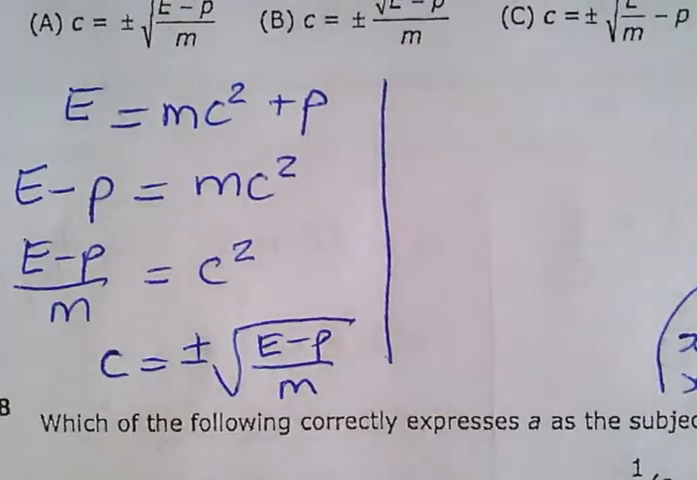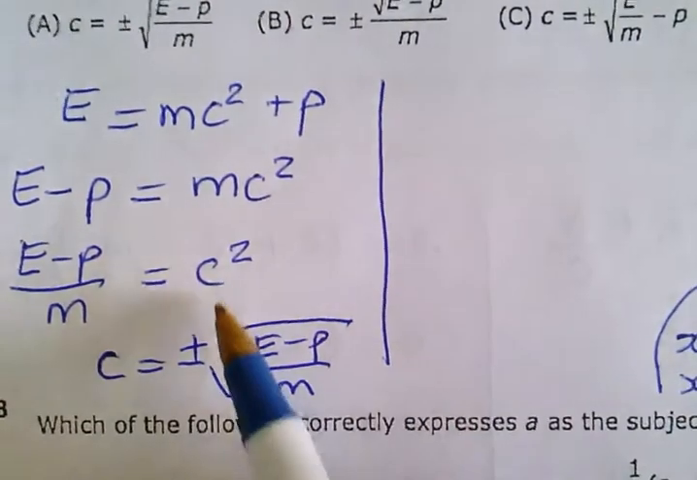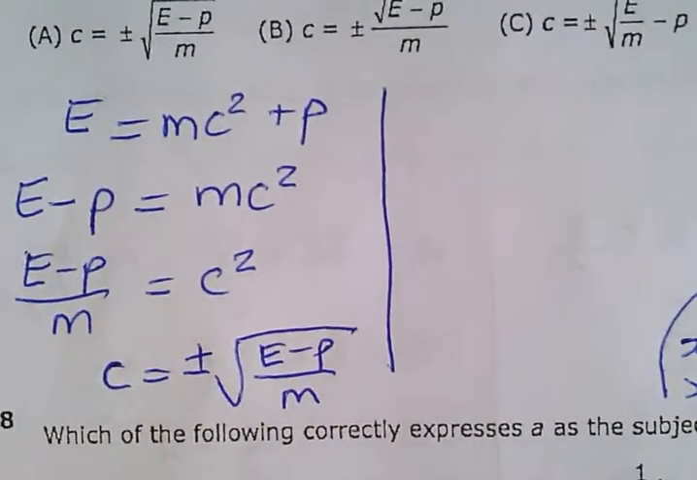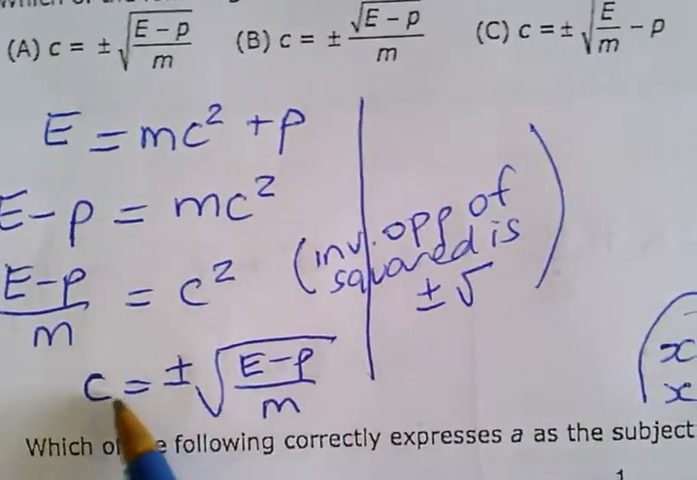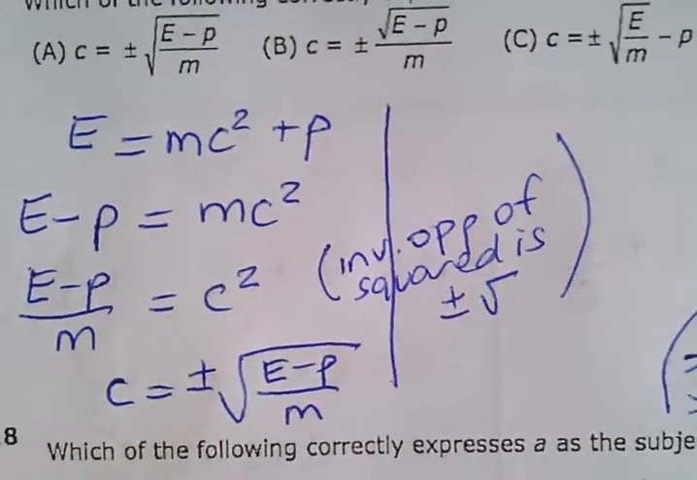Okay? So the inverse, you don't just do square root of the other side. You must put plus or minus in front of the square root. Because a negative times a negative is a positive, and a positive times a positive is a positive. That's the reason. I've got the inverse operation of squared is plus or minus square root.